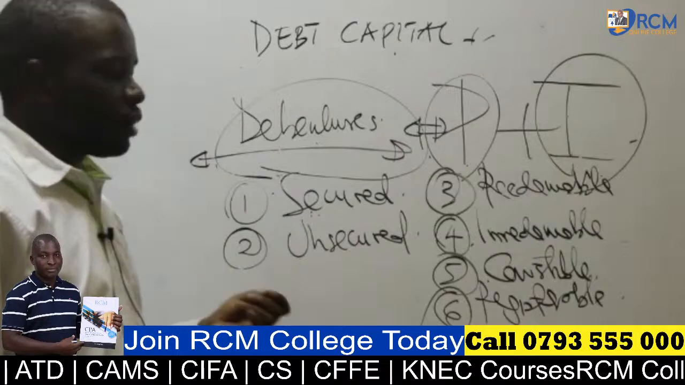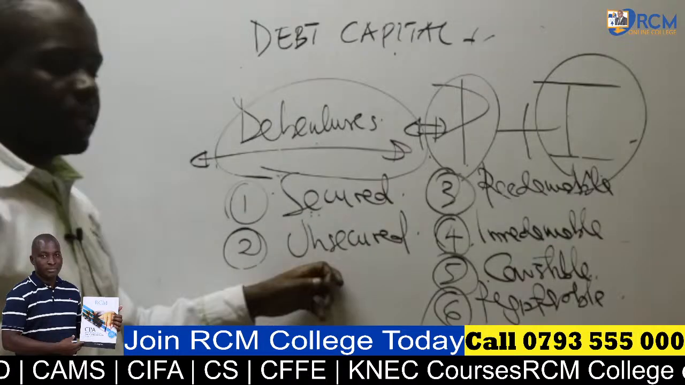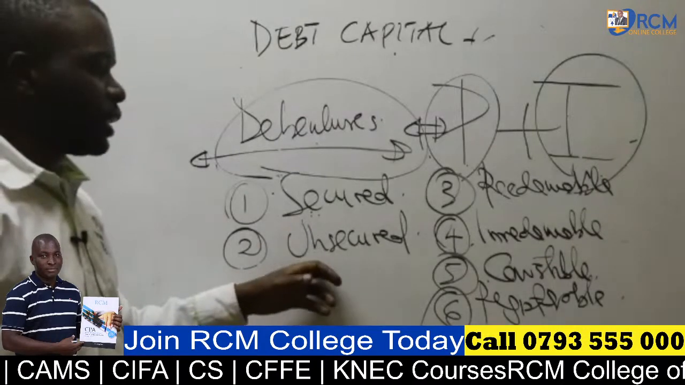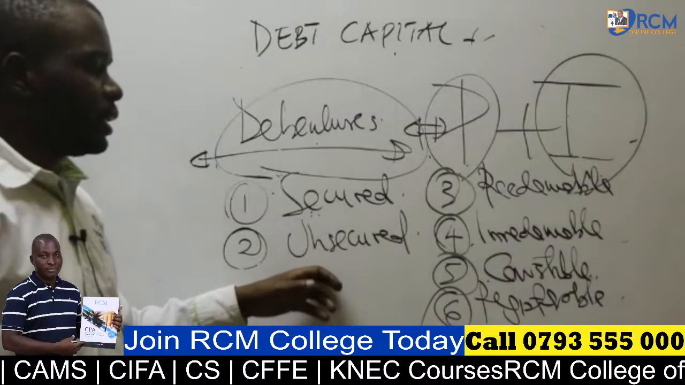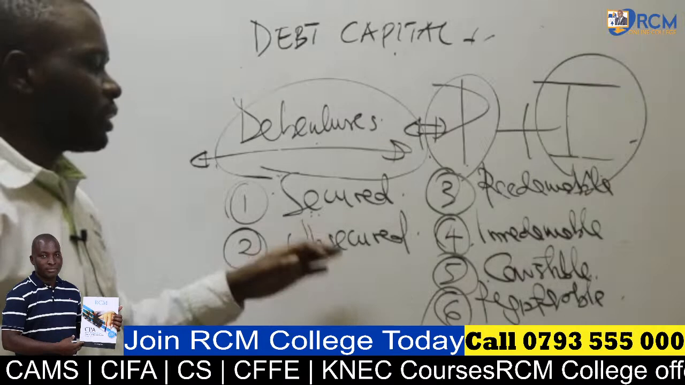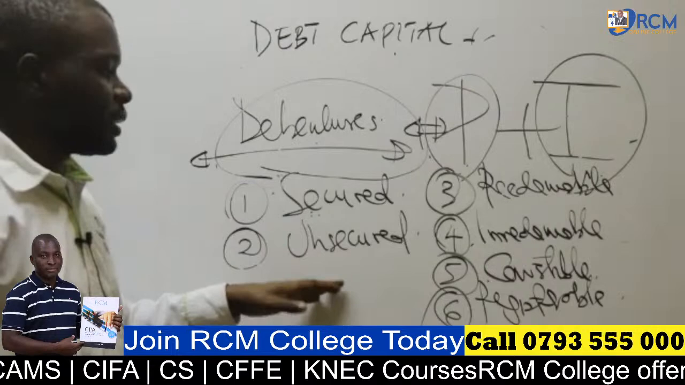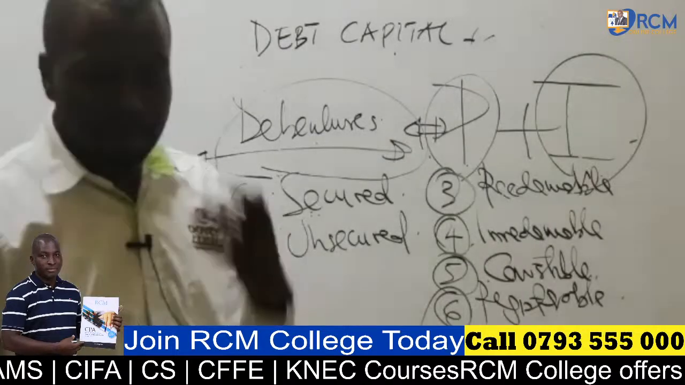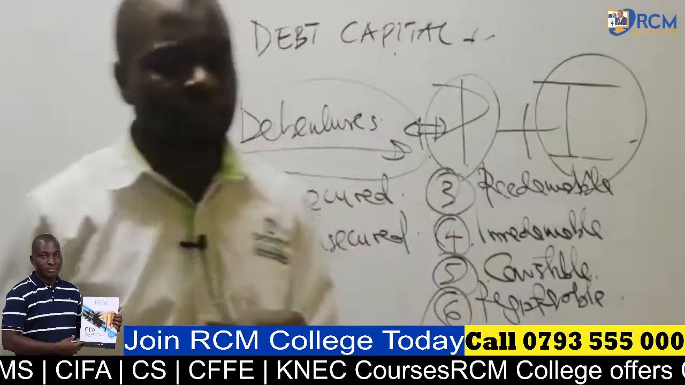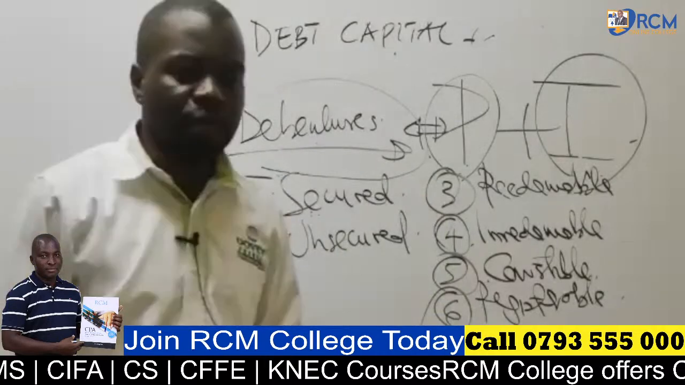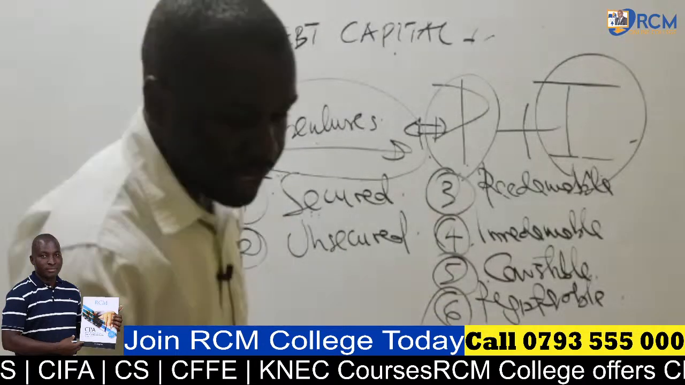Unsecured is the opposite of secured. There is no asset that has been charged or used as security in the company to cover that debenture. So that is an unsecured debenture. There's no form of security. Most probably, any person who lends you money will ask for security, saying they want some form of security before they give you the money.